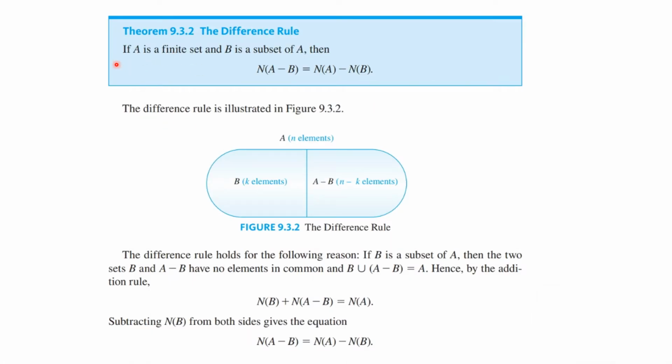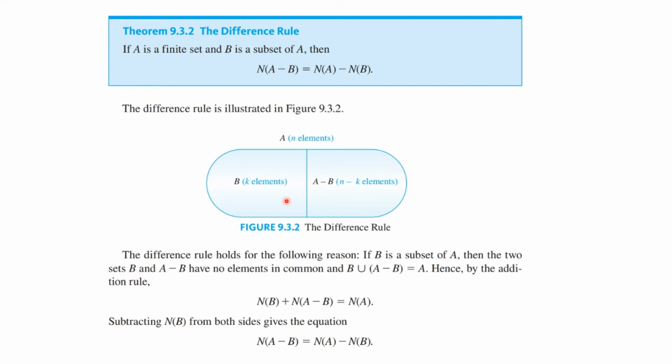We also have a theorem, and this follows really from the first theorem. If A is a finite set and B is a subset of A, then the number in A minus B, which we defined earlier, is the number in set A minus the number in set B. Now if you think about that, A is composed of two disjoint subsets. There's what is in B, and we'll just call that K elements for now, and what is in A minus B, which has to be n minus k elements if A has n elements. And these are disjoint sets because A minus B is A intersect the complement of B.